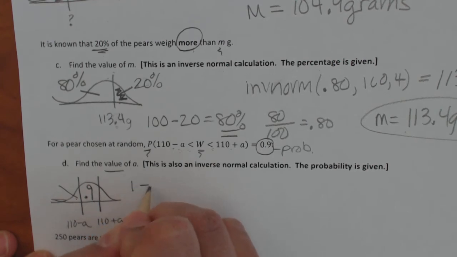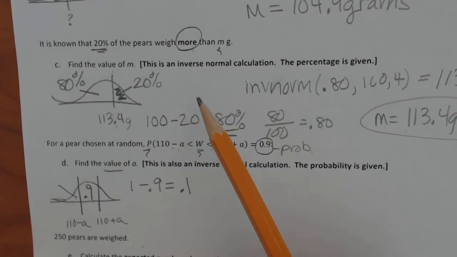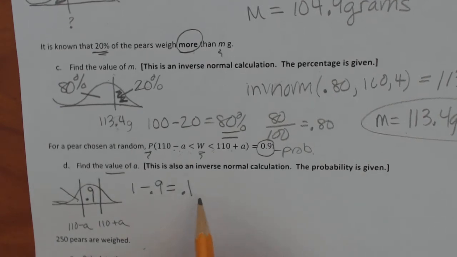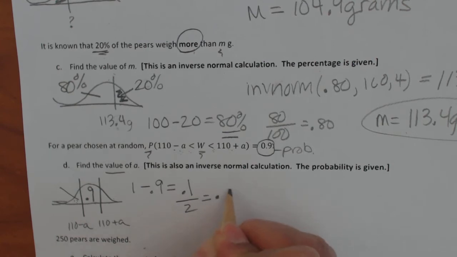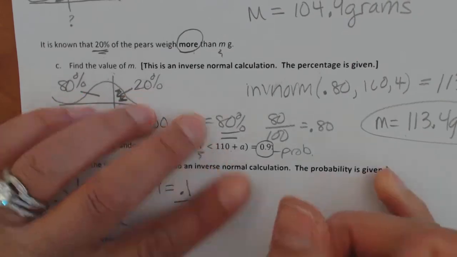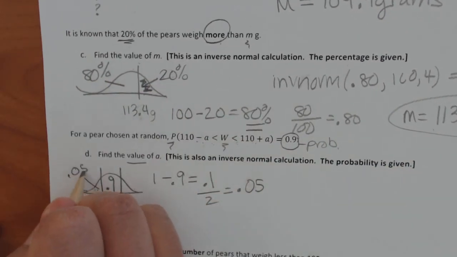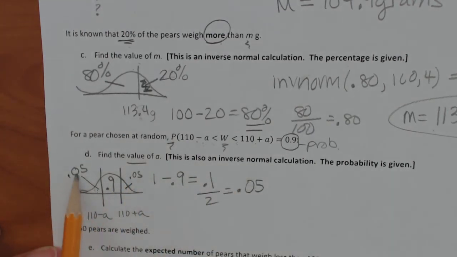How to find that is, well, first we would actually subtract 1 minus 0.9 to get 0.1. That's just like doing our 100 minus 20 up here, just percents, but they're in decimals. That's 0.1. However, we have two sides. I just want one of them, so we have to divide it by 2, and that gets us to 0.05. So this side is 0.05, and this side is 0.05. And remember, if you add all of these little decimals up, it should equal 1, and it does.